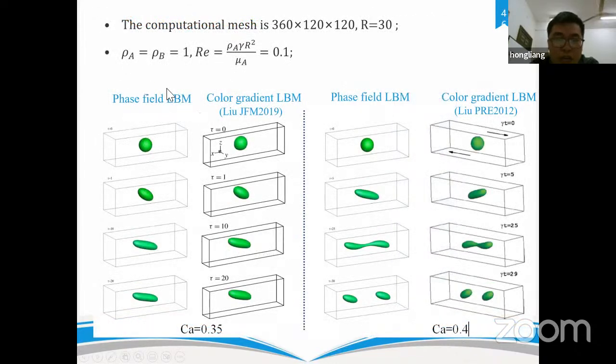we can also compare our phase-field Boltzmann simulation with the other Boltzmann models. In the two cases, the capillary number is 0.35 and 0.4. We can see that the dynamics of the droplet agree with the results of the other multiphase Boltzmann models.